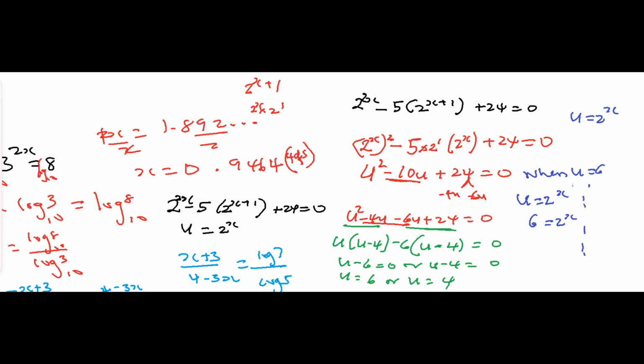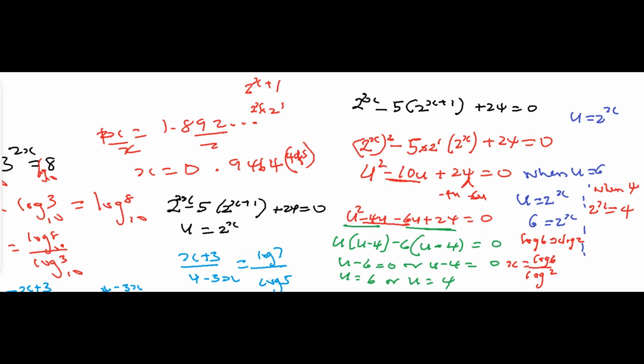That's for when u is that. So I can also do when u is 4. I will say 2^x is equal to 4. So let's deal with the two together. This one I can take log of both sides. I can say log 6 is equal to x log 2. So x is equal to log 6 base 10 over log 2 base 10.